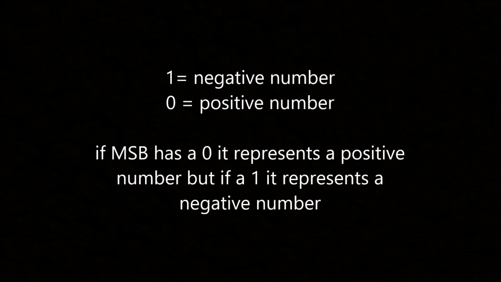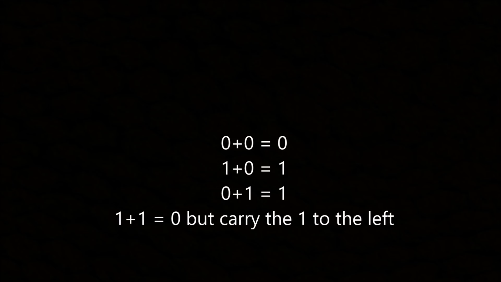Two's complement. One is a negative number and 0 is a positive number. If the MSB has a 0, it represents a positive number, but if it has a 1, then it represents a negative number. Rules for adding: 0 plus 0 is 0, 1 plus 0 is 1, 0 plus 1 is 1, but 1 plus 1 is 0, and you carry the 1 to the left.